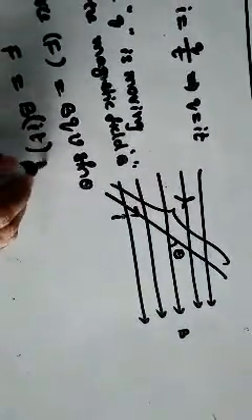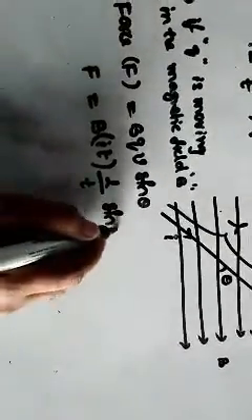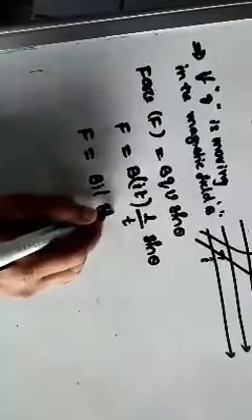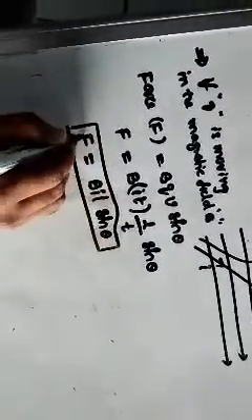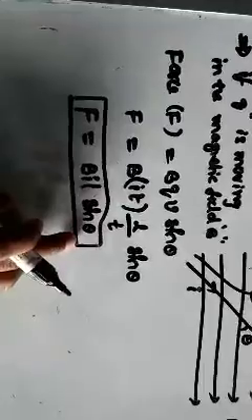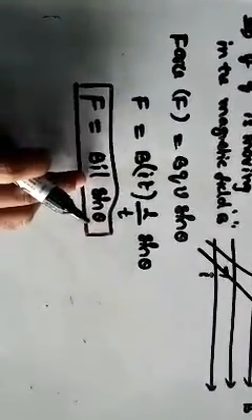So simply, velocity is equal to distance by time. I am following the simplest method. Velocity is distance by time, into sine theta. So F is equal to B I T into L by T sine theta, the T gets cancelled. Finally F is equal to BIL sine theta. This is the force acting on the current carrying conductor kept in the magnetic field, where theta is the angle between the length of the conductor and the magnetic field.